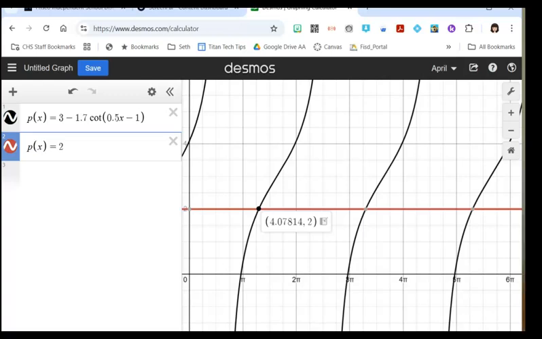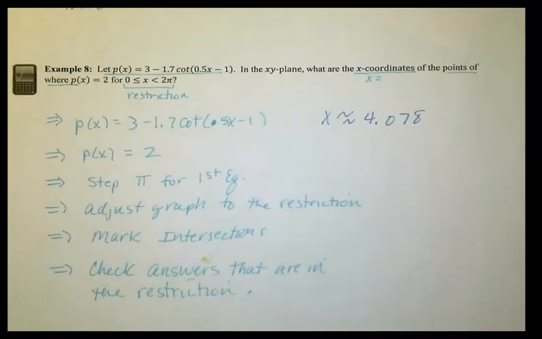So then what I just found very easily using Desmos was that my x equals approximately 4.078. So we would go out 3 decimal places. And so then I can see my answer here.